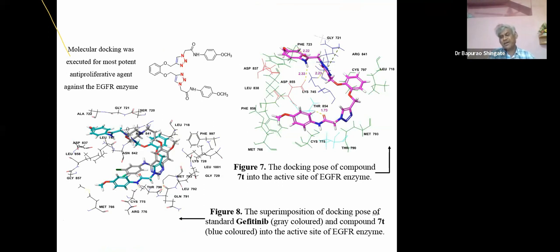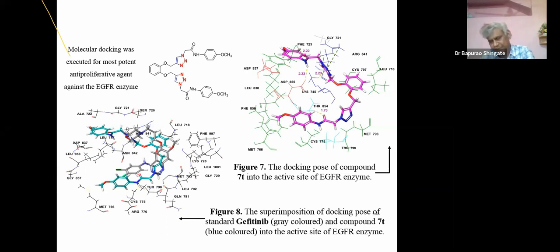MPO enzyme. And see over here, on this particular study, we have published 3 total papers. One is on anti-proliferative activity, one is on antifungal activity, and another is on antioxidant activity on the same compounds.